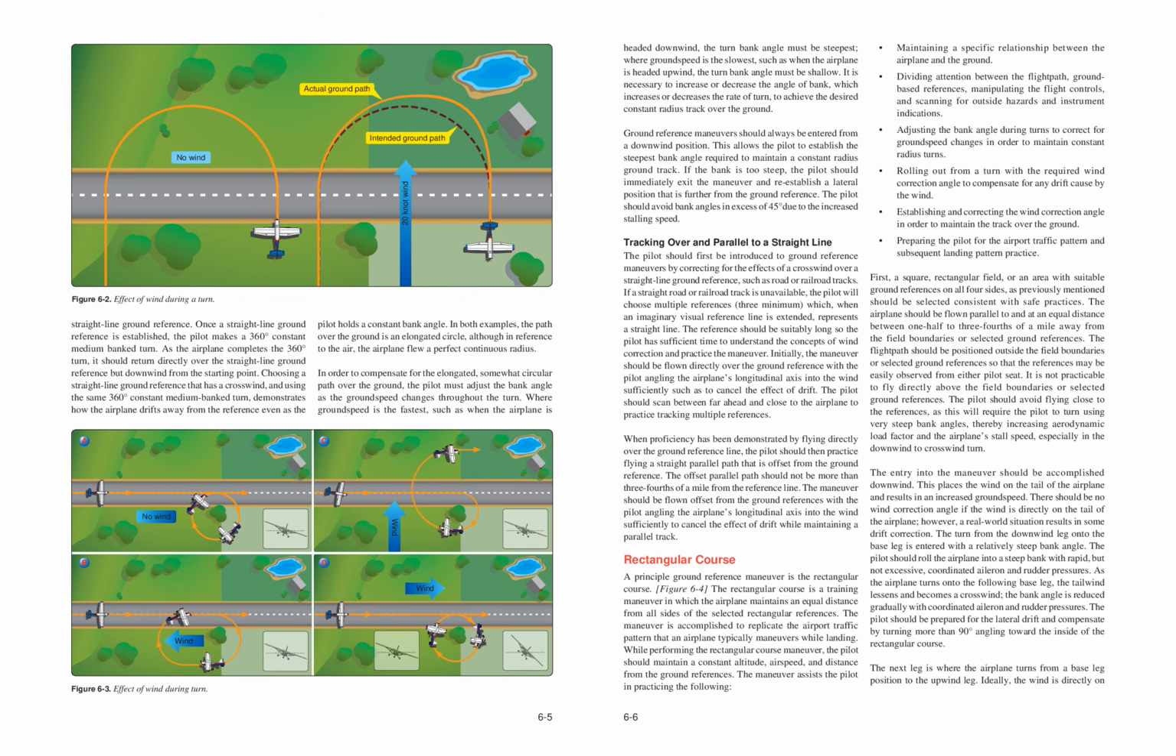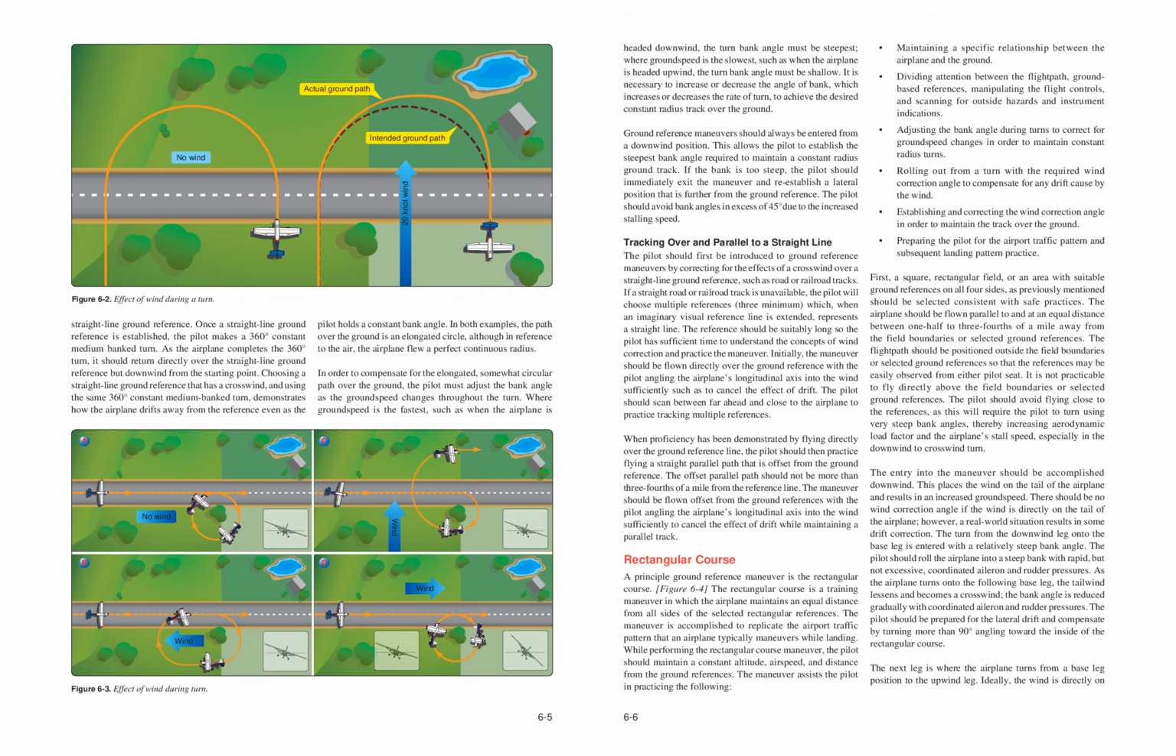The pilot should scan between far ahead and close to the airplane to practice tracking multiple references. When proficiency has been demonstrated by flying directly over the ground reference line, the pilot should then practice flying a straight parallel path that is offset from the ground reference. The offset parallel path should not be more than 3/4 of a mile from the reference line. The maneuver should be flown offset from the ground references with the pilot angling the airplane's longitudinal axis into the wind sufficiently to cancel the effect of drift while maintaining a parallel track.